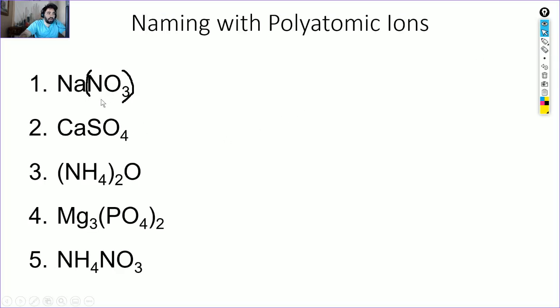So with polyatomic ions, you don't change the name to -ide, right? It's not called nitride. Nitride is something completely different. Nitride is this, N minus 3. So if you were to call this sodium nitride, you would be incorrect because sodium nitride is Na3N. What you should be calling this is sodium nitrate. Here's the answer. Sodium nitrate.